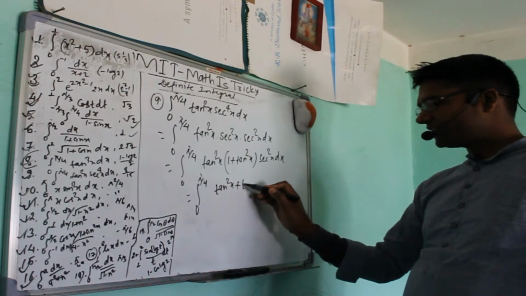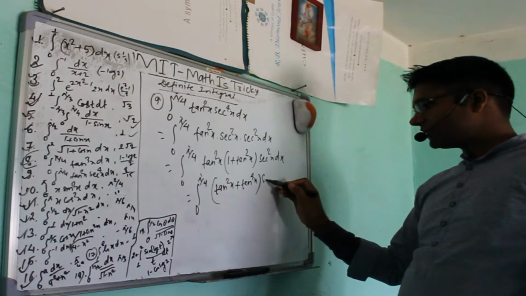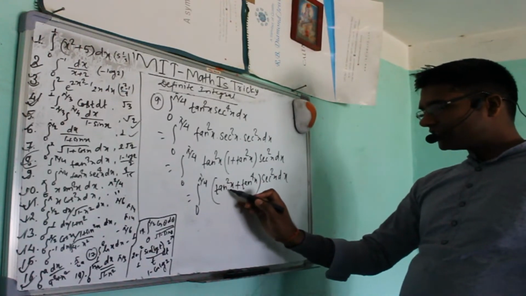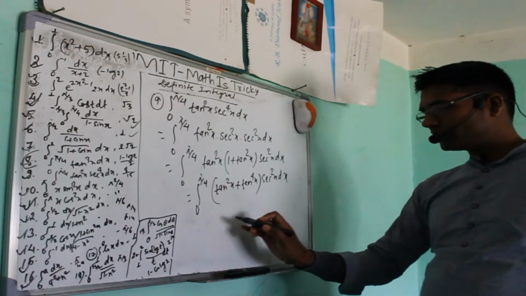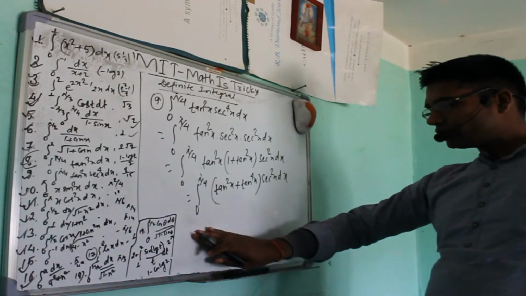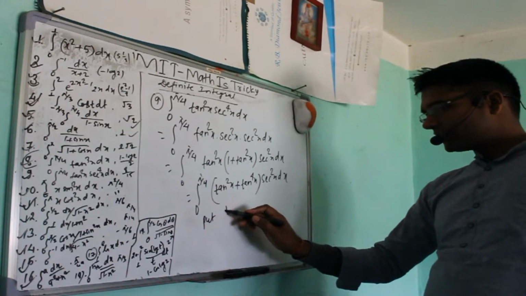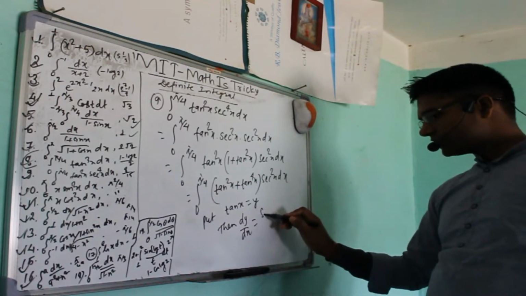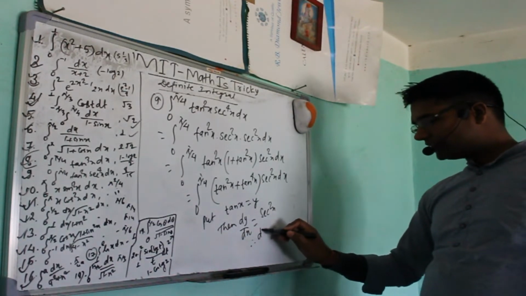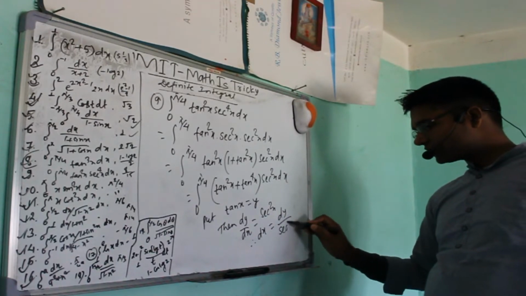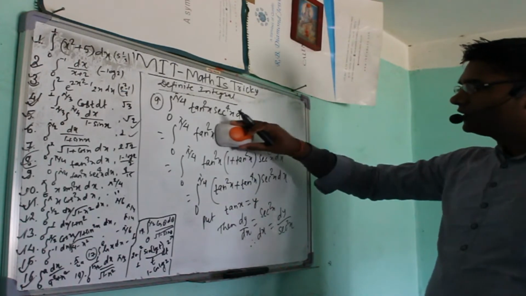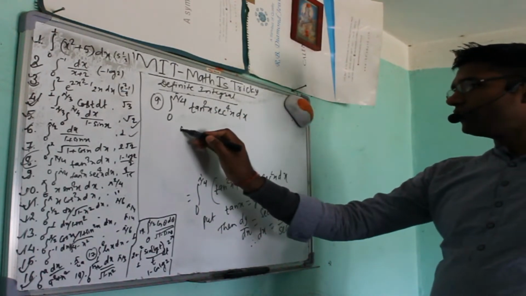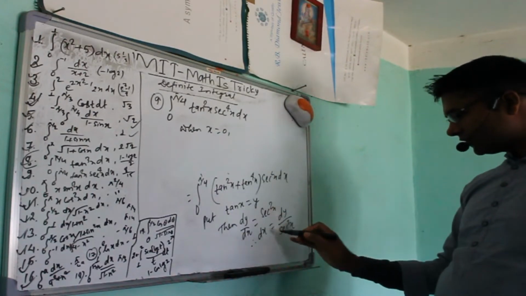and then dx. So let's put pi by 4 minus x by 2 as y. Then we get dy by dx equals minus 1 by 2. Therefore dx equals minus 2 dy. Now we have to change the limits also. When x equals 0, y equals pi by 4. When x equals pi by 2, y becomes pi by 4 minus pi by 4, which is 0.